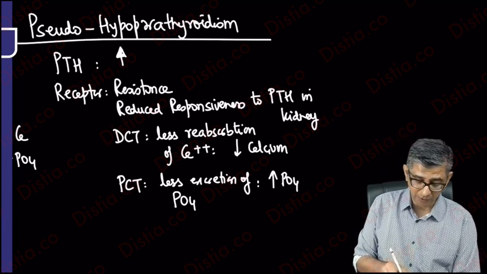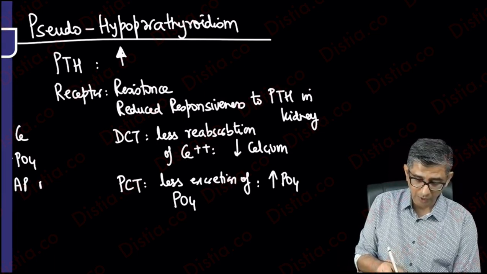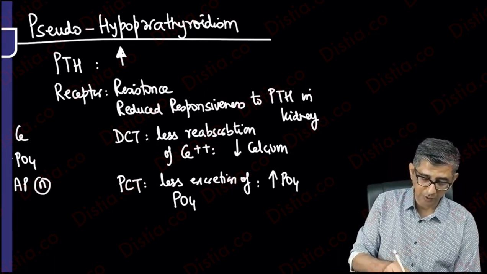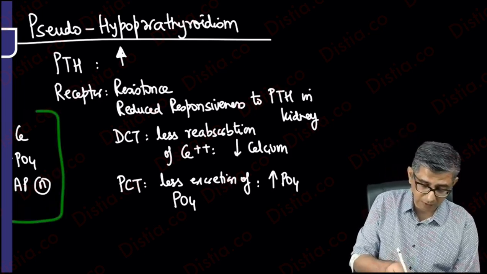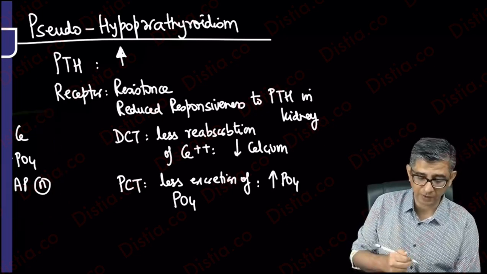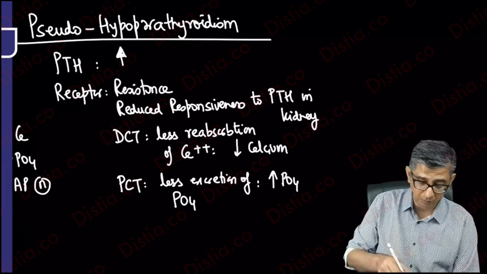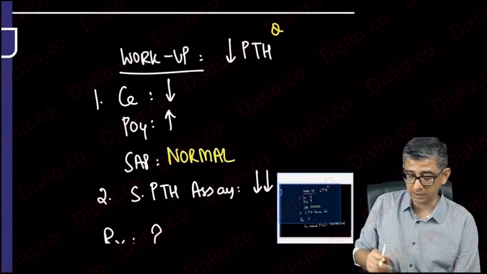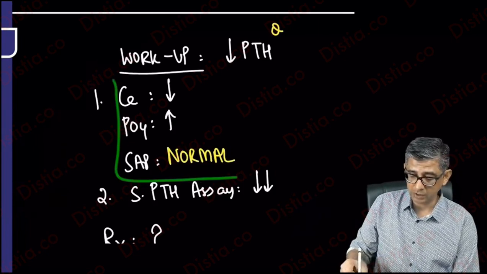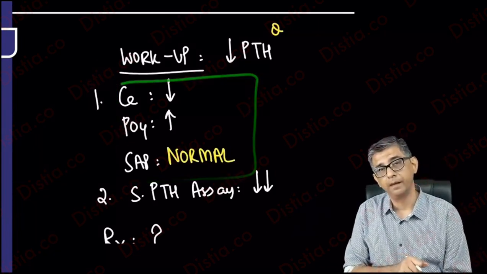The values of SAP in this patient will turn out to be normal. If you focus on this particular report, the one that I have marked out in green, I'll just mark out the report once again. Less calcium, more phosphate, and SAP is normal. The same report which I've highlighted here was even discussed on the previous slide. I'm swapping the slide, guys. The same report was discussed even for hypoparathyroidism.